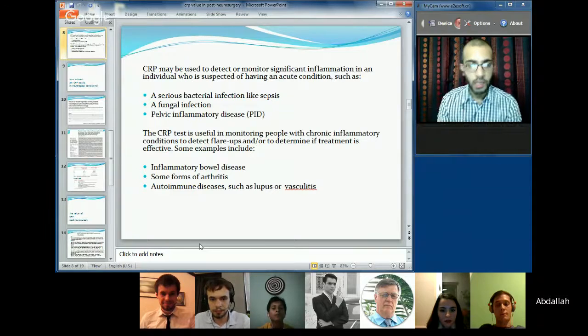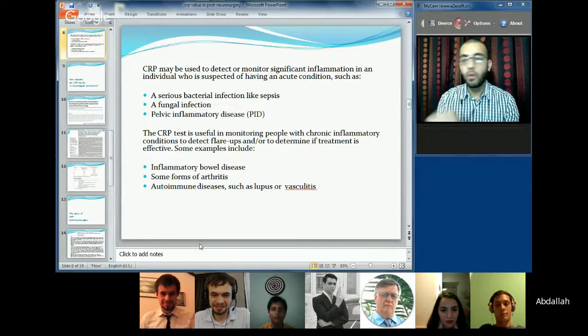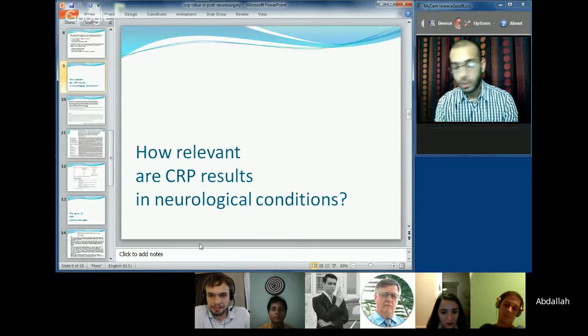neurology or neurosurgery? The thing is, we said that CRP is found in the blood plasma, and we all know that the nervous system, the central nervous system, is pretty well covered up with the meninges. How relevant would it be to use CRP to detect neurological conditions as well? So that's the point. Would CRP be as efficient in detecting neurological conditions as it is for the other conditions outside the nervous system?